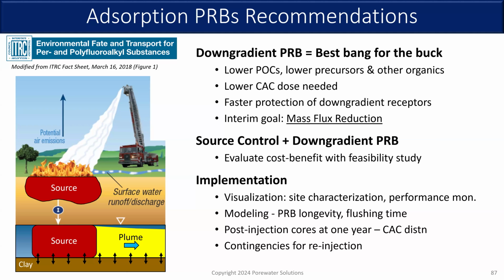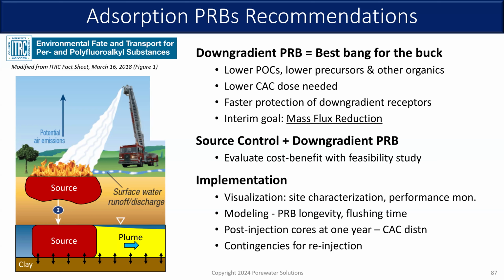So for implementation, I suggest definitely visualization. You want to look at short chain versus long chain. Will precursors degrade to regulated PFAS? Modeling both PRB longevity and flushing time downgradient. Really set expectations with regulators and stakeholders on how long it's going to take to reach cleanup goals downgradient of wherever we're doing containment.